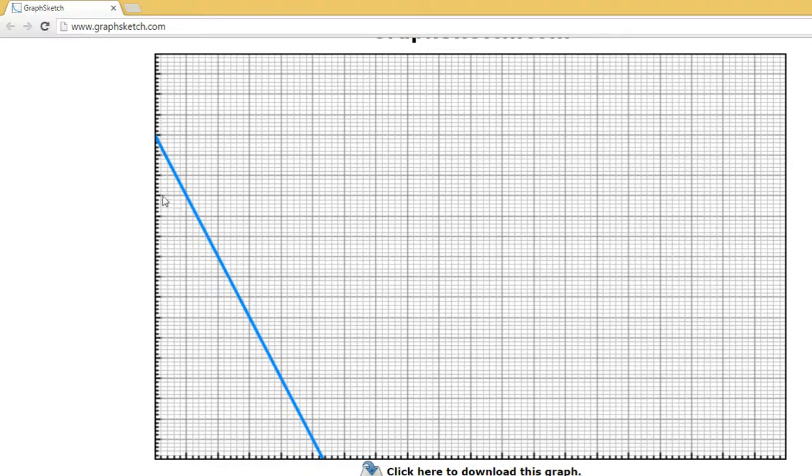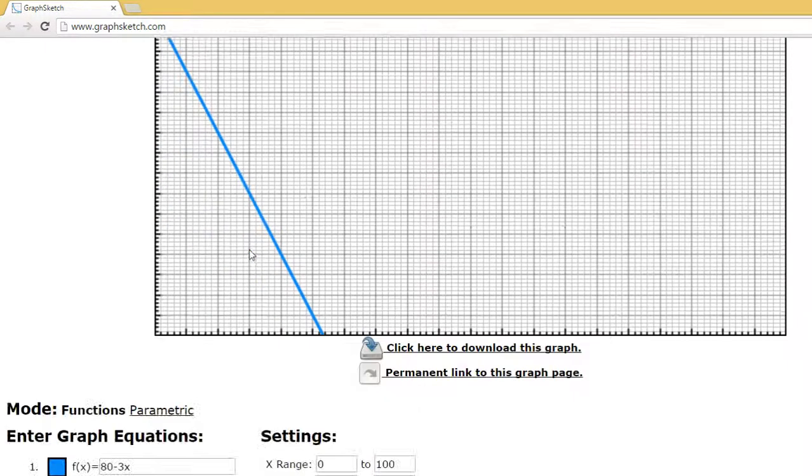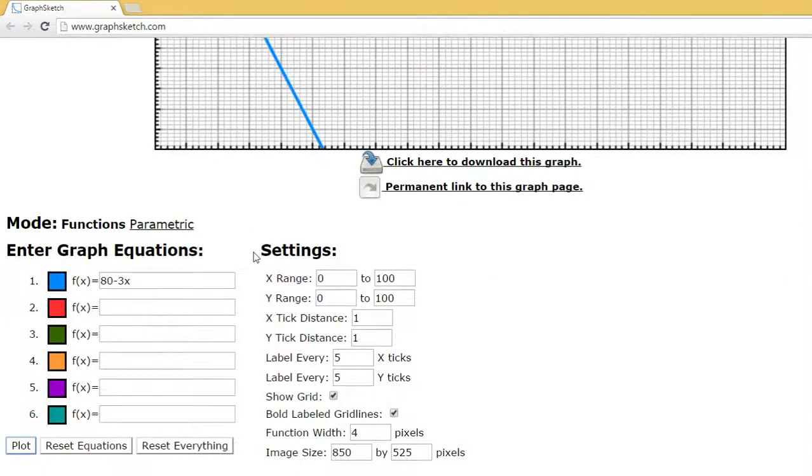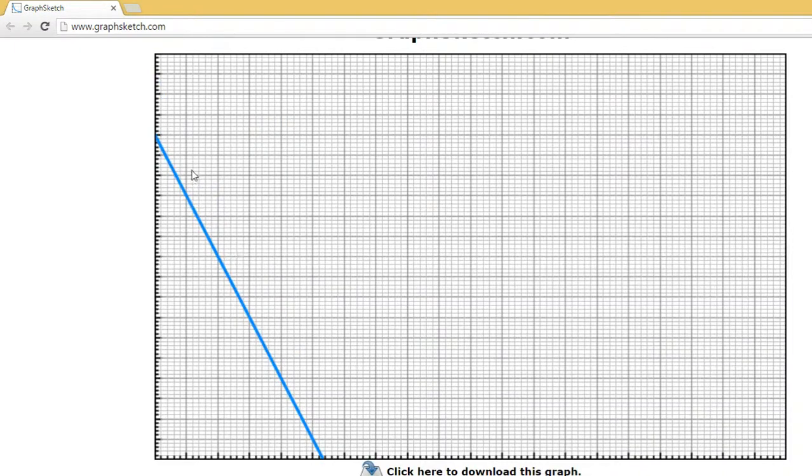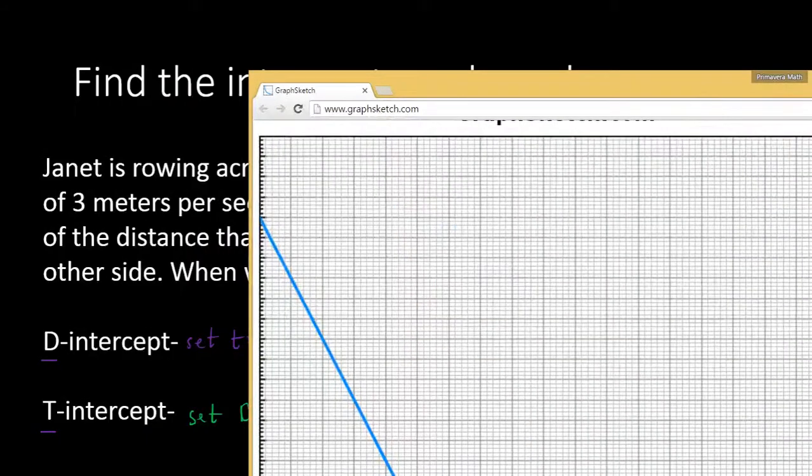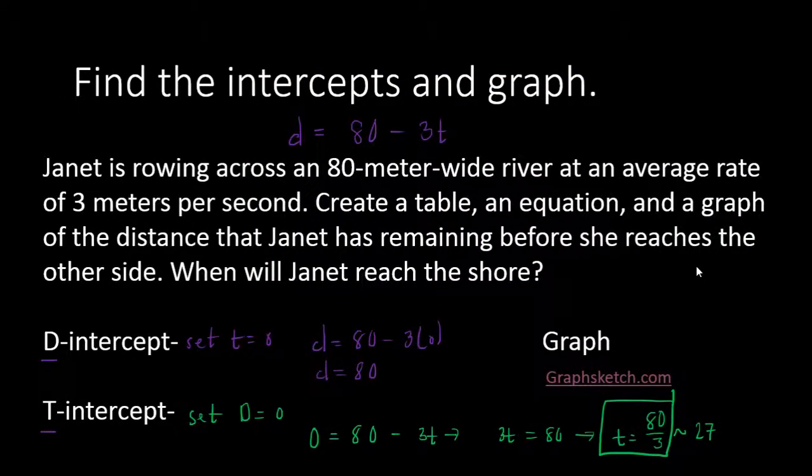I could have also graphed it first and then identified the intercepts based off of that. For those purposes, a graphing calculator might have been more helpful than this. As you can see, it's not a very exact graph as far as the numbers go. So that is how we would graph it. So now we've done our table, our equation, and our graph, and the cool thing is that we could compare information between the table, graph, and equation to make sure that each time we're getting 80 over 3, or about 27 seconds for when Janet will reach the shore.